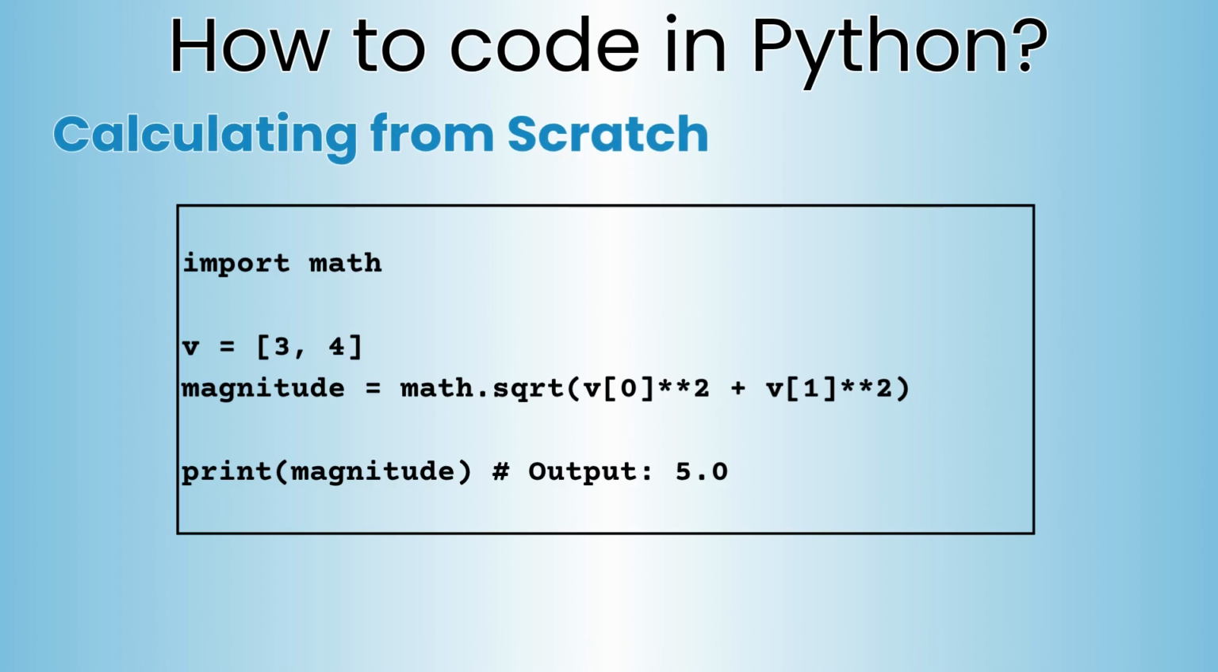Now, how do we do this in code? We could do it from scratch. So let's take an example where we define a list 3, 4, calculate the square of each element, and calculate the square root of the sum of the squares, and that's the magnitude. So we are calculating 3 square plus 4 square, and the square root of that, and the output is 5.